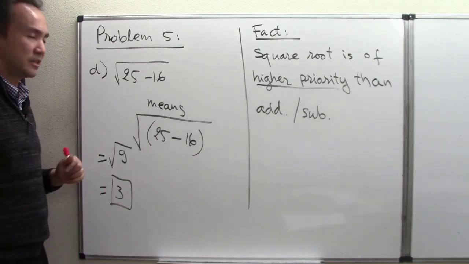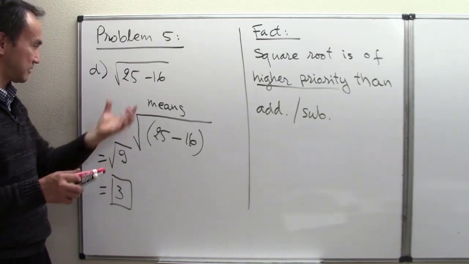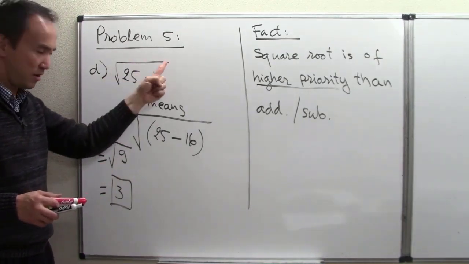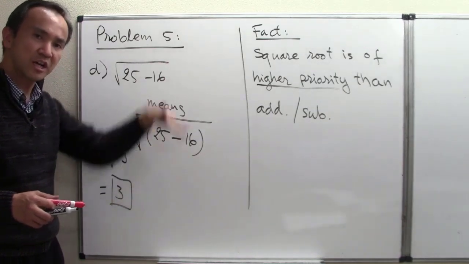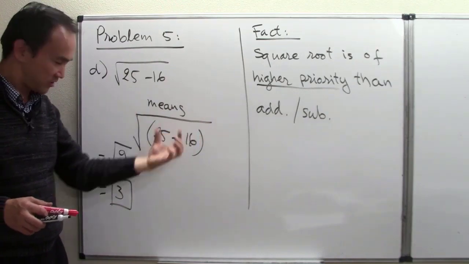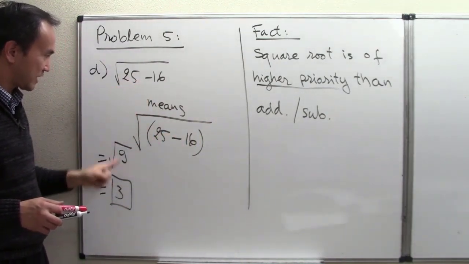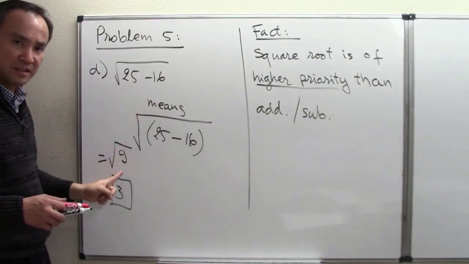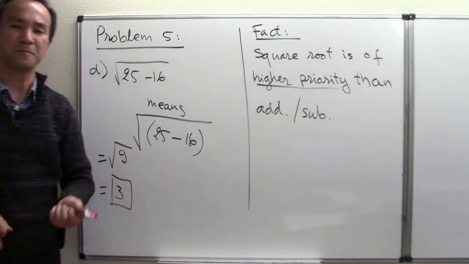This difference, the way we observed, is put inside a square root. So we have to group that difference to increase its priority, and it becomes the first thing to be done. And then we take the square root. That's the instruction. So I went ahead and subtracted 16 from 25, giving me a 9, and then I took the square root after. That's how I arrived at 3. All right.